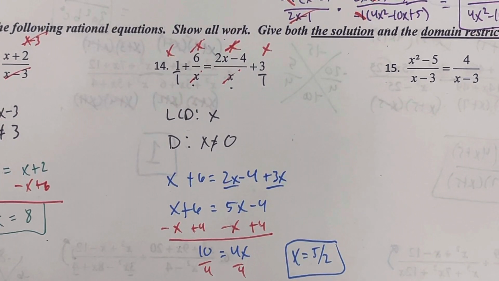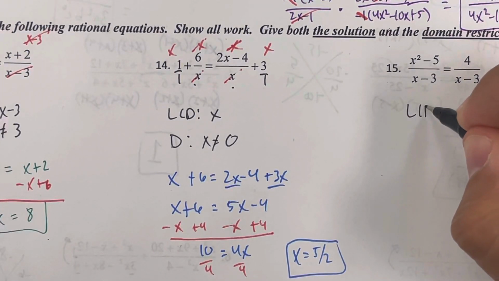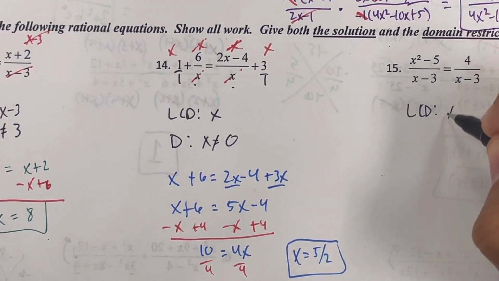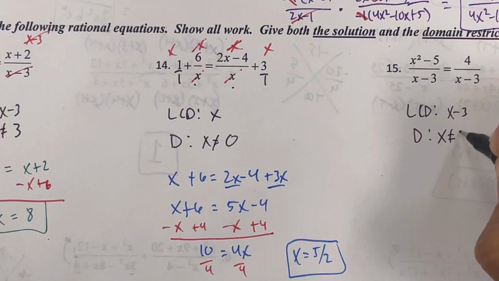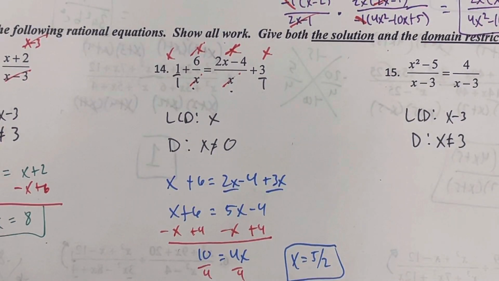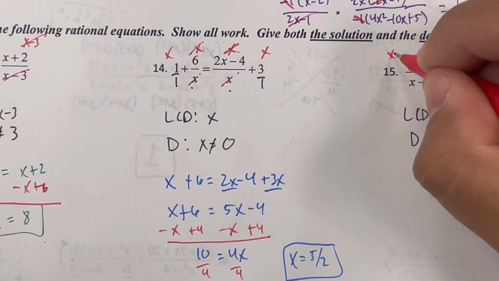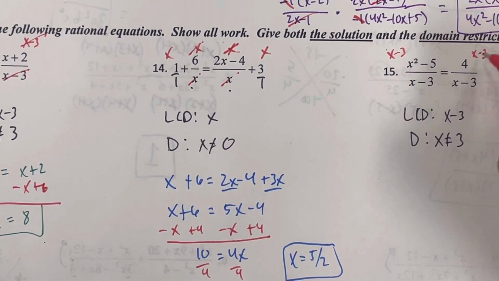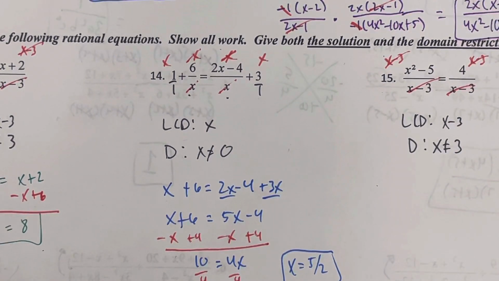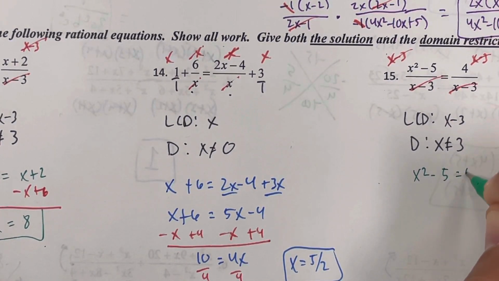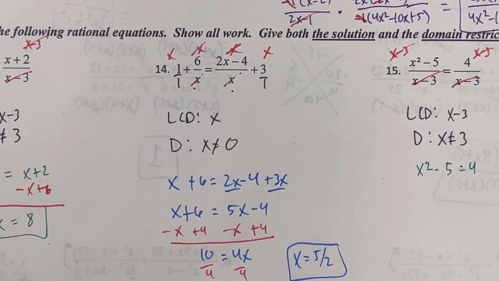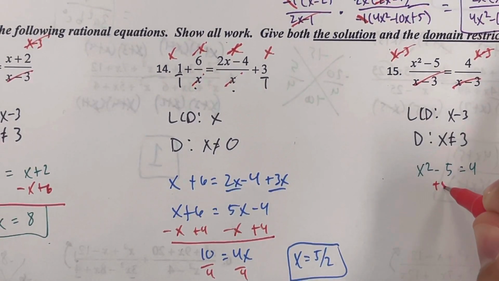All right, for the next one, again, LCD. And we can see they actually have x minus 3 in common. So therefore, my domain restriction, x cannot equal 3, because that makes the denominator 0. We put x minus 3 above each fraction. And since they both have that, we're going to cross them out. And now we come up with x squared minus 5 equals 4. So to solve this, we're going to go ahead and add the 5 to the other side.